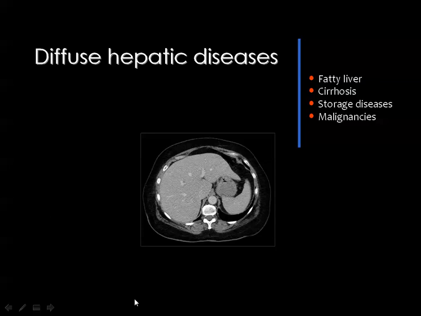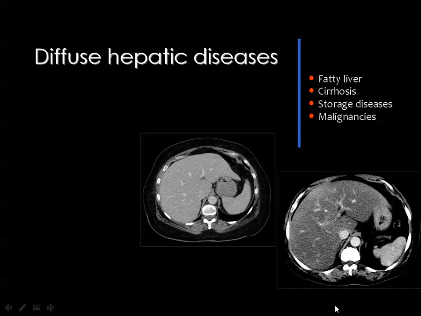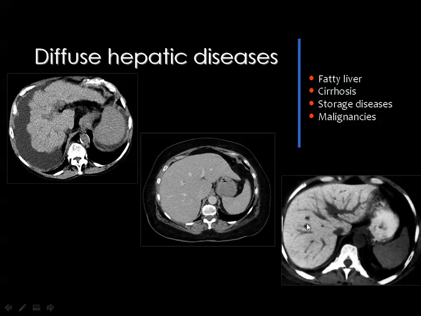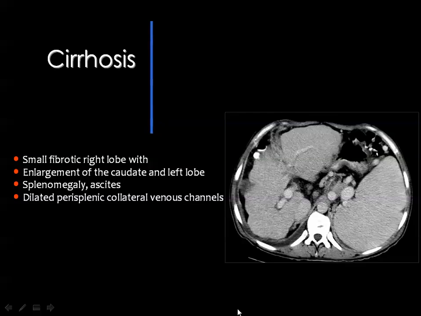Then we came to the focal hepatic diseases, and I have mentioned the fatty liver, the cirrhosis, the storage diseases, and the malignancies. You diagnose fatty liver by the fact that normally the liver is almost similar to the spleen in density. If the density of the liver is low compared to that of the spleen after injection of contrast, you consider fatty liver. If the liver is shrunken with lobulated outline, you consider cirrhosis. If the liver is denser than the spleen in the pre-contrast study, you consider storage disease.